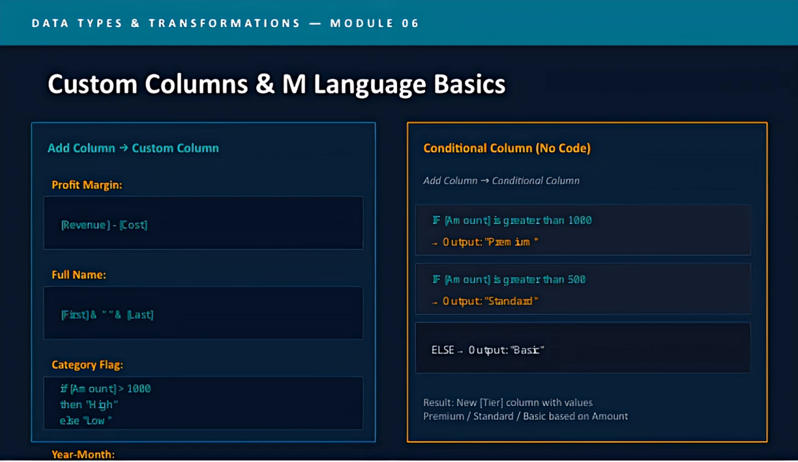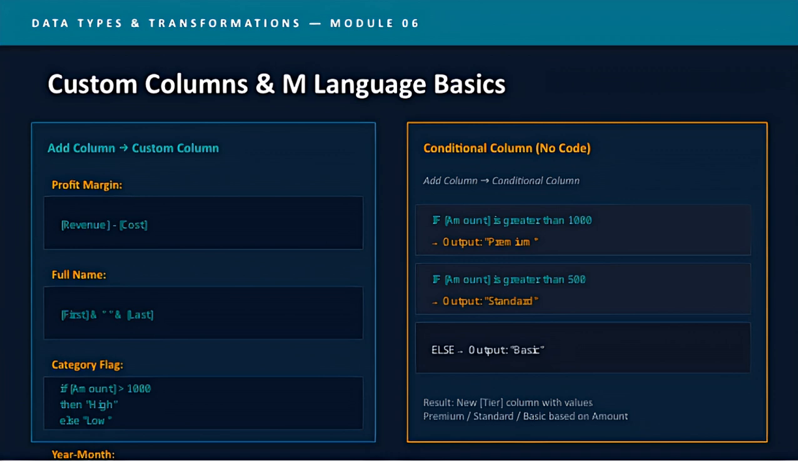Next, we have an else condition that outputs basic for amounts that don't meet the higher thresholds, ensuring every record gets a category. Similarly, for standard, we set a threshold of 500, so amounts between 501 and 1,000 are labeled accordingly. Moving on, we see how to add a new column using Power Query's conditional column feature, which doesn't require coding.